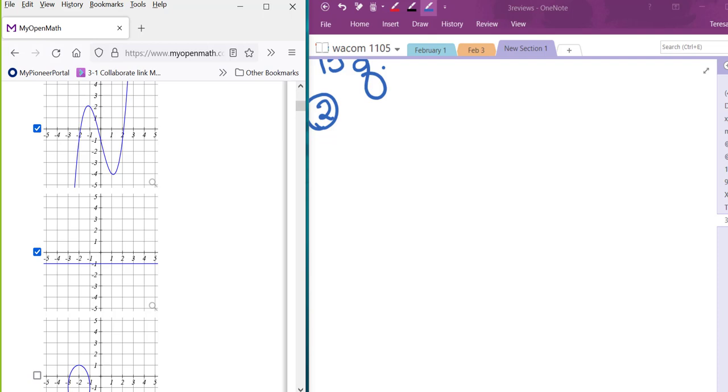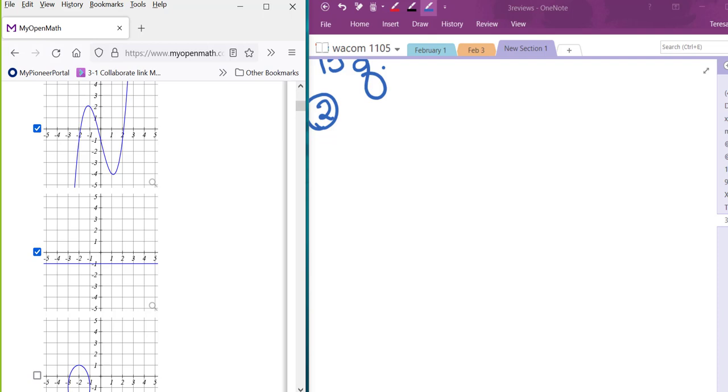So just a quick example, this one, even though it's a function, it is not 1-to-1. So it breaks the horizontal line test. No inverse on that one. All right, so that's vertical and horizontal line test.